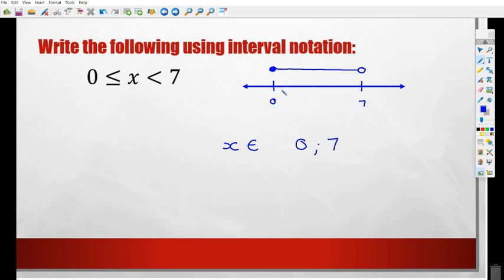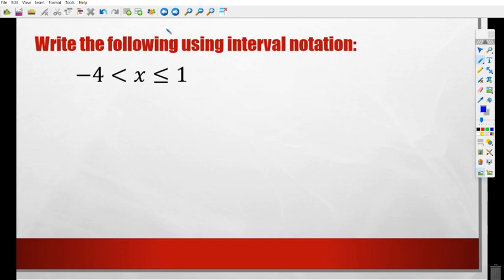Then am I including 0? Yes, I am. So what type of bracket am I going to use? A square bracket. Very good. Am I including 7? No. So what type of bracket? Curly bracket. And there we go. Simple things. That's interval notation, guys. Nothing difficult at all.